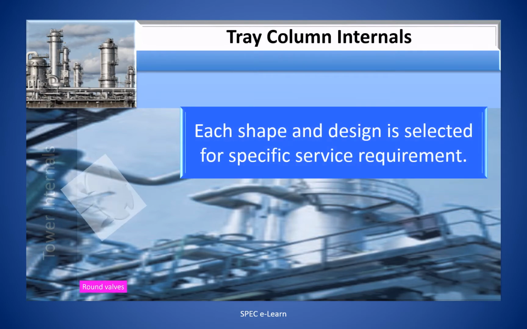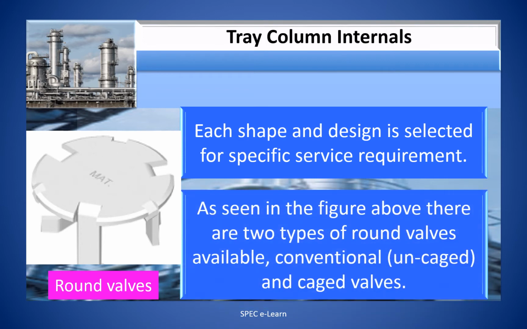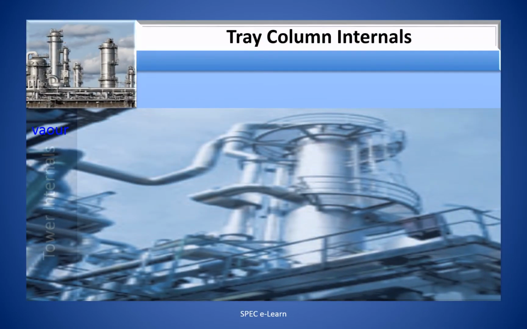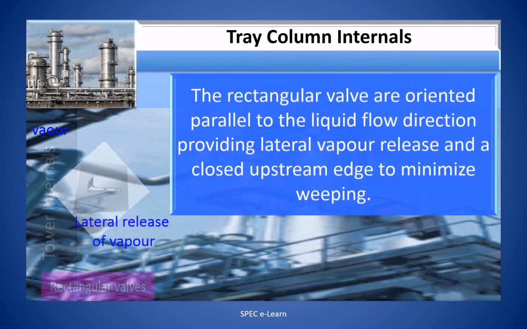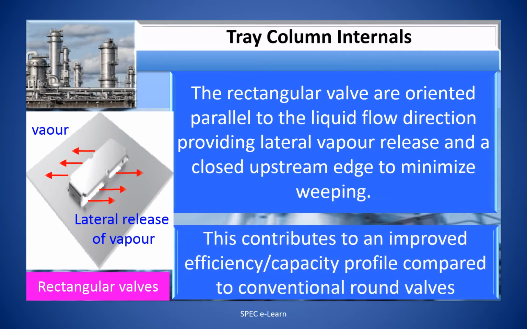Each shape and design is selected for a specific service requirement. As seen in the figure above, there are two types of round valves available: conventional, that is uncaged, and caged valves. The rectangular valves are oriented parallel to the liquid flow direction, providing lateral vapor release and a closed upstream edge to minimize weeping. This contributes to an improved efficiency or capacity profile compared to conventional round valves.